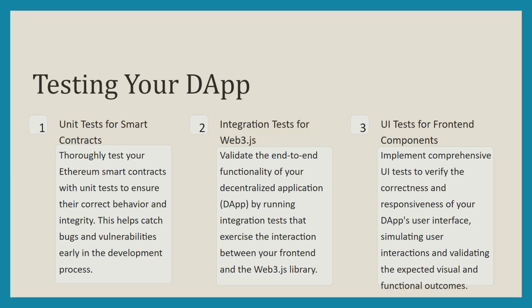First, what you can do are unit tests for smart contracts. Thoroughly test your Ethereum smart contracts with unit tests to ensure correct behavior and integrity. This helps catch bugs and vulnerabilities early in the development process. Integration tests for Web3.js. You have to validate the end-to-end functionality of your app by running integration tests that exercise the interaction between your front end and the Web3.js library.